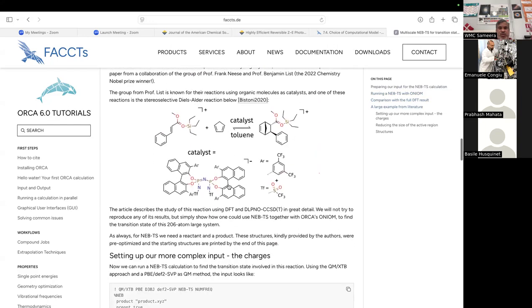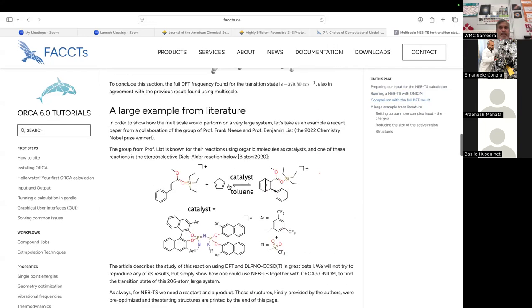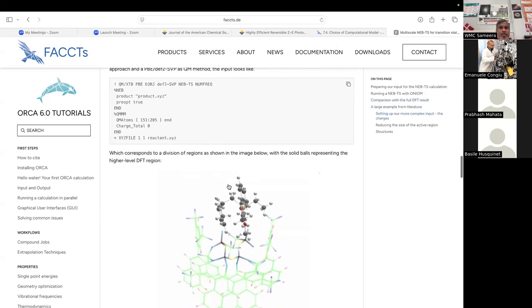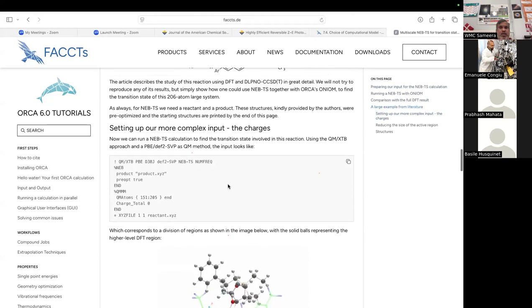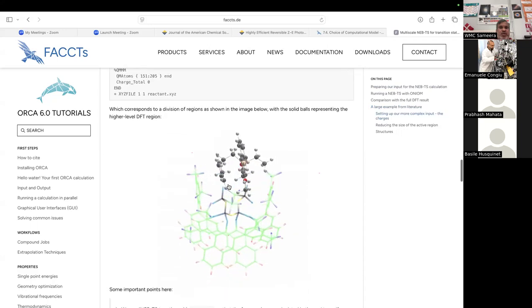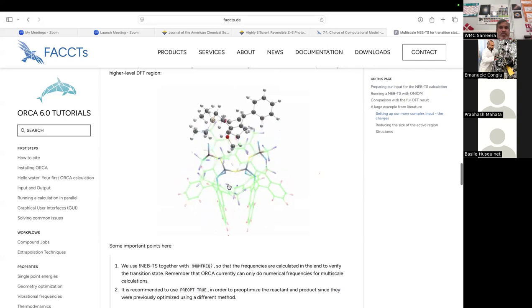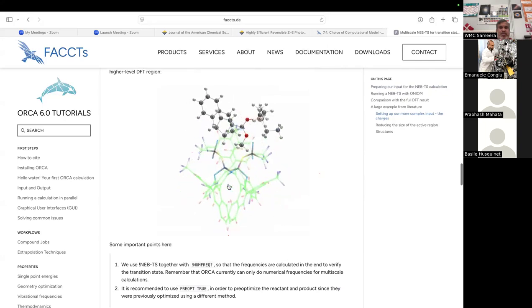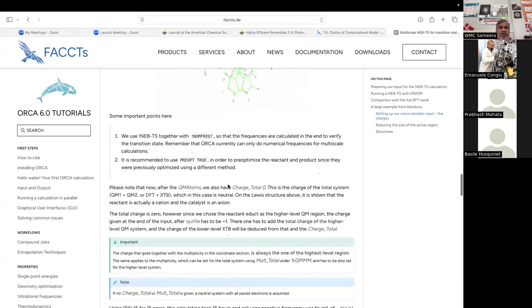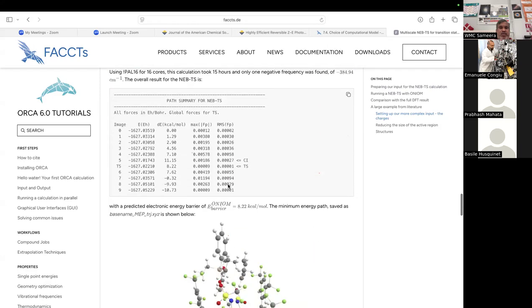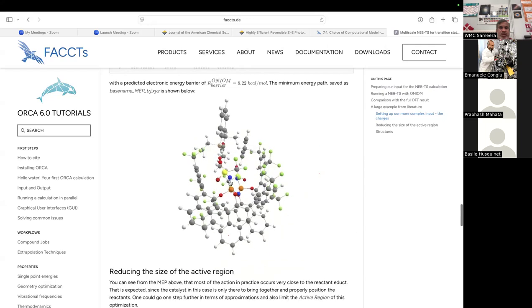So you can essentially do this, even a larger molecular system. See, so this is nice. You can also try this one, and then you can get more experience. So you can compute transition states for very large molecular systems. So this is quite difficult, I think. If you calculate with DFT, it's quite large.